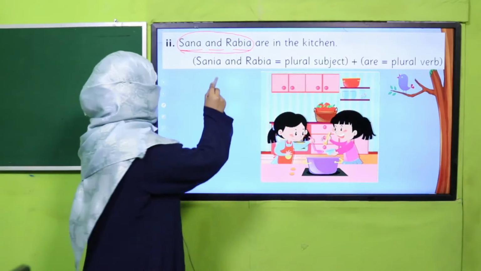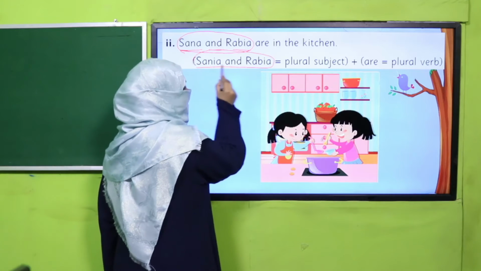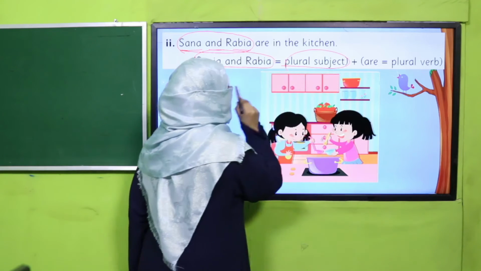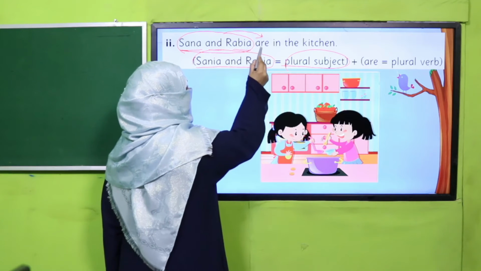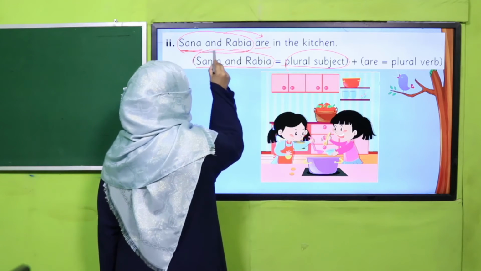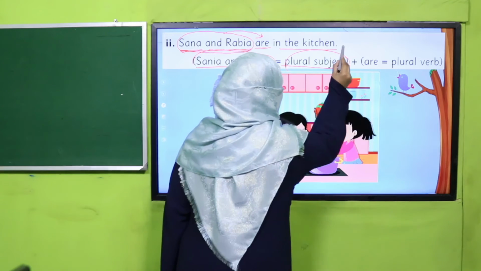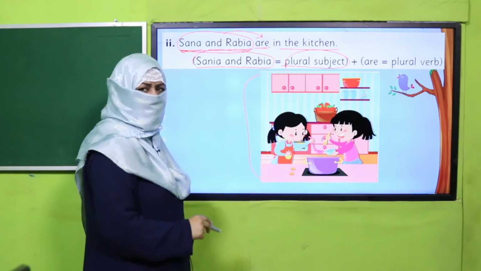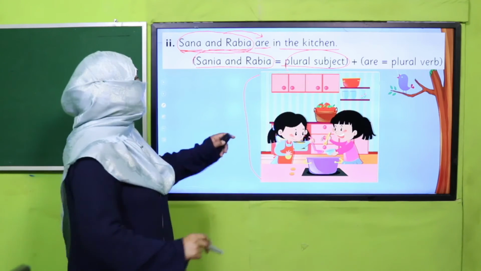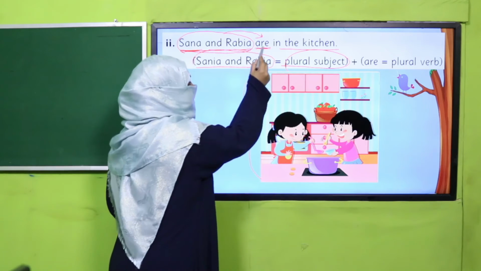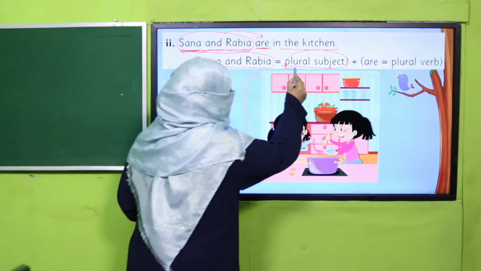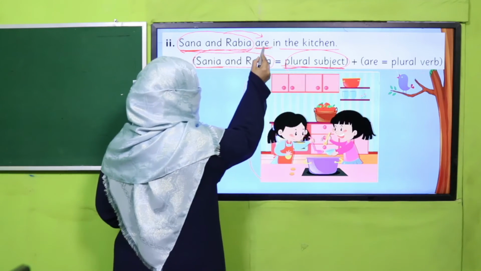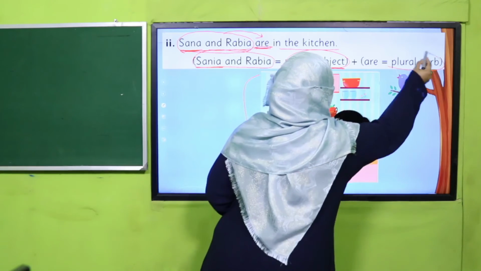plural verb. Sania and Rabia, they are two. That's why they are plural subject. And plural subject calls for a plural verb. That's why I have used are. Sania and Rabia are in the kitchen. Okay, you can see they are doing something in the kitchen. If I say Sania and Rabia is, that will be wrong because our subject is plural. That's why we have to use verb plural over here.